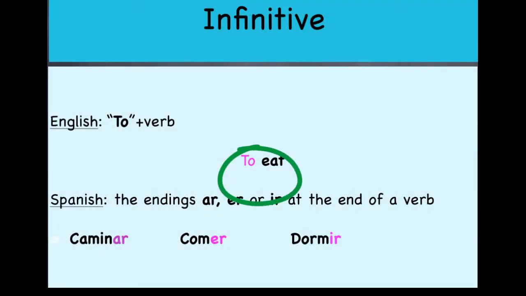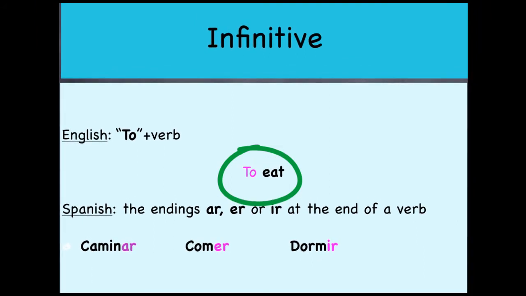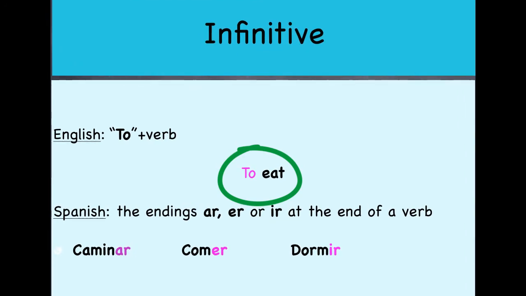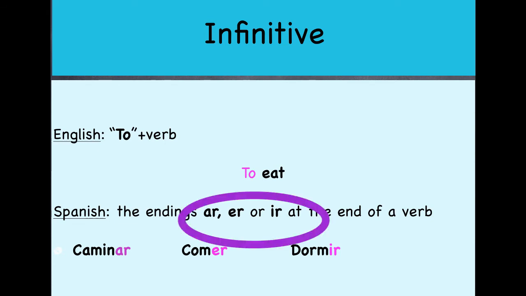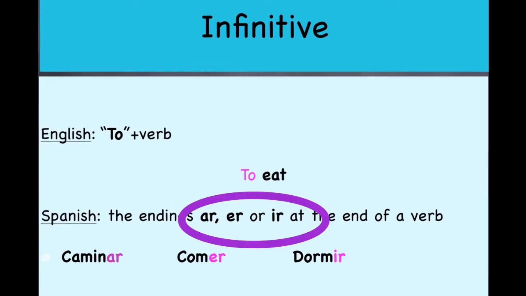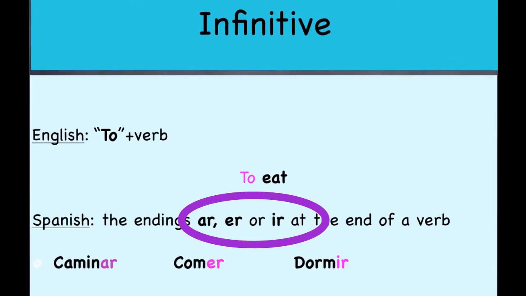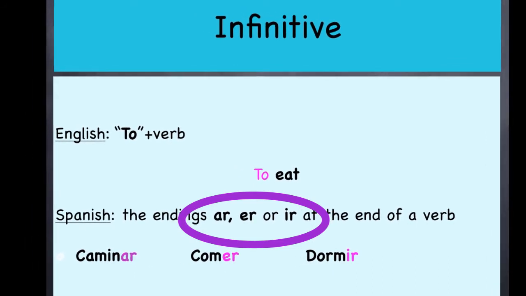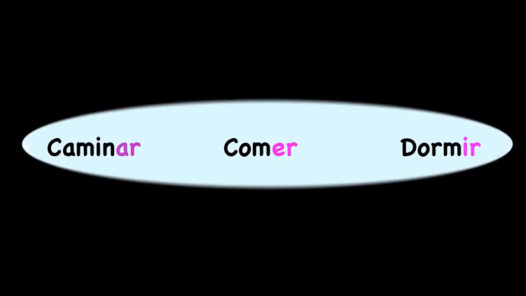The infinitive in English is expressed by the word to in front of the verb. For example, to eat. In Spanish it is a little bit different because the verbs actually have specific endings, AR, ER, and IR endings at the end of the word. So caminar means to walk, comer means to eat, and dormir means to sleep. Why is to conjugate so important in Spanish language? I'm going to show you why.